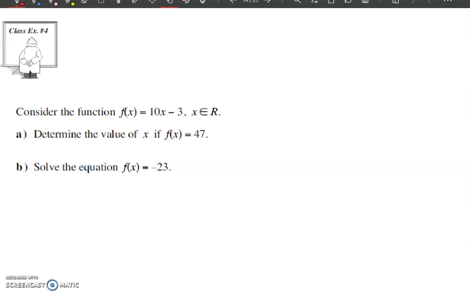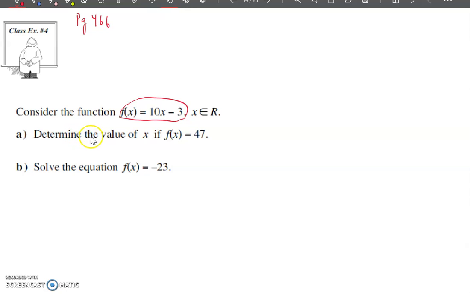So example number 4 on page 466 still. We have another example. So what are we doing different here? Let's see. We're given a function. They're letting us know x can belong to any real numbers.